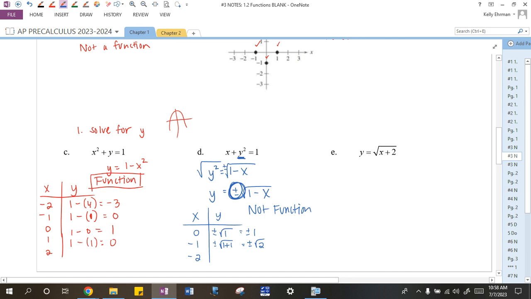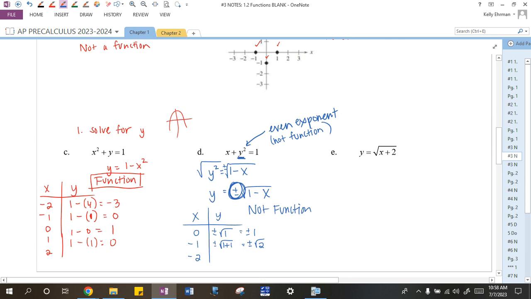Think about this rule then. The only way you're going to get a plus or minus is if y has an even exponent. So without really having to prove it, I can just say, if y has an even exponent on it, then I'm not going to have a function. Because if I were to solve for y, I would get a plus or minus.